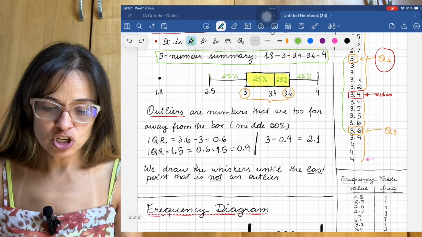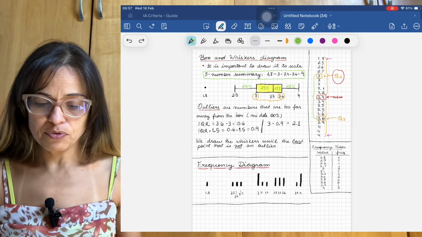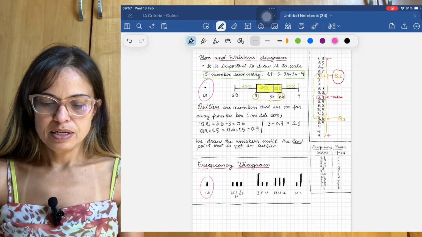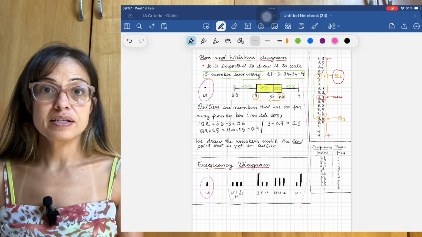So that's not really going to impact on the 25%. And now that we've made that change, it aligns even better with the frequency diagram, right? There's an isolated point at 1.8, and then everything else we can see kind of similar.